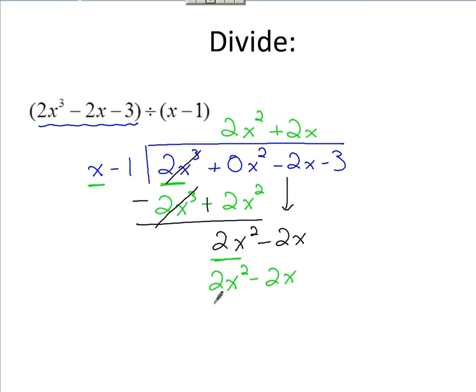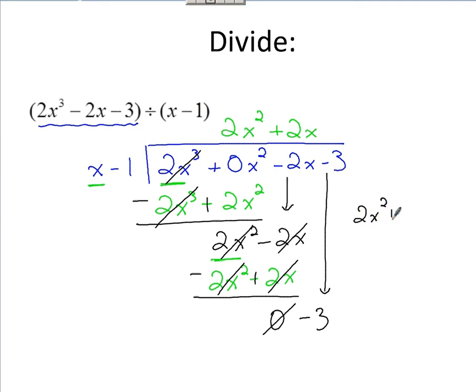Similar thing happens on this problem as it did with the last one. You adjust these signs, everything is going away, you got 0 again. And if we're bringing down this -3, understanding that 0 minus 3 is just -3, trying to divide -3 by x minus 1 is not going to work. So -3 is that remainder, meaning our answer is 2x squared plus 2x. Since it's -3, we say minus 3 over x minus 1.